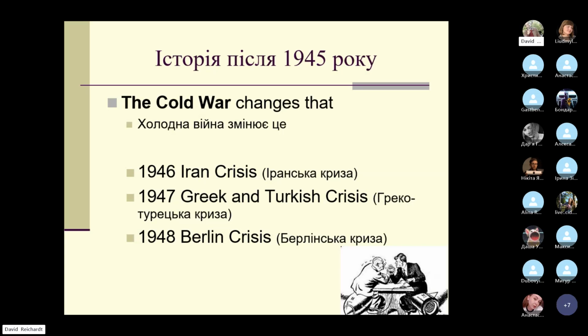So you can see here this comic. This is actually later. This is Kennedy and Khrushchev. But it symbolizes this growing stress between the United States and Soviet Union.